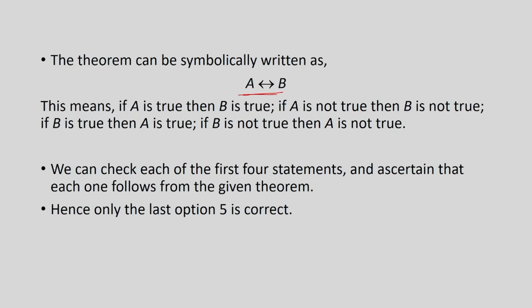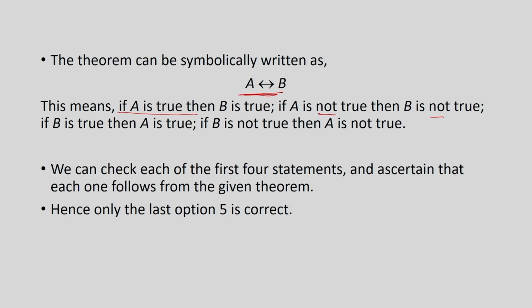And if we have something like this, A if and only if B, then actually it means the following: if A is true, then B is true. That is, A is a sufficient condition for B. If A is not true, B is not true. That is, A is a necessary condition for B.